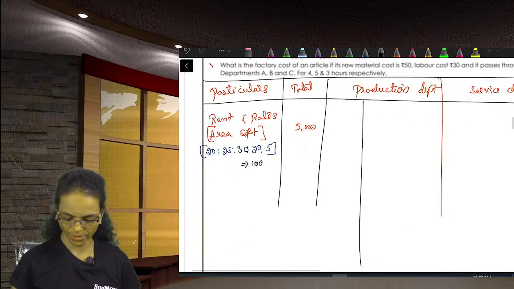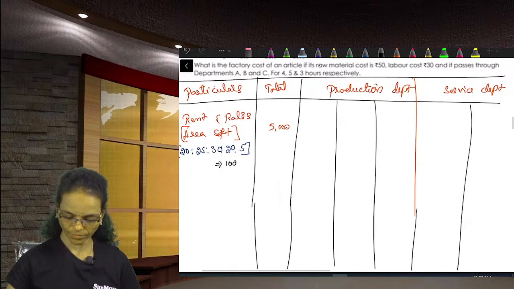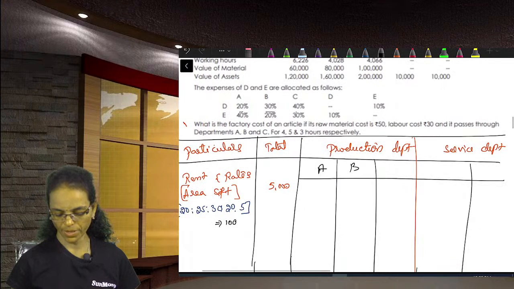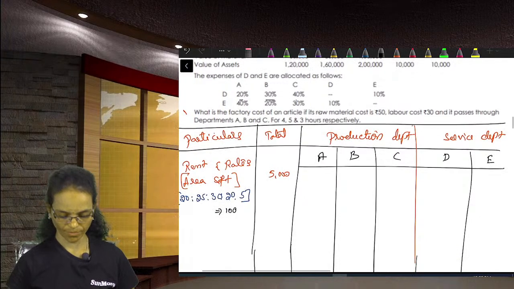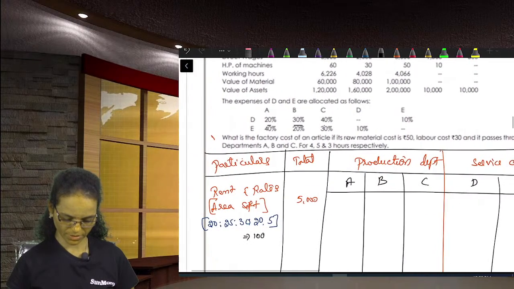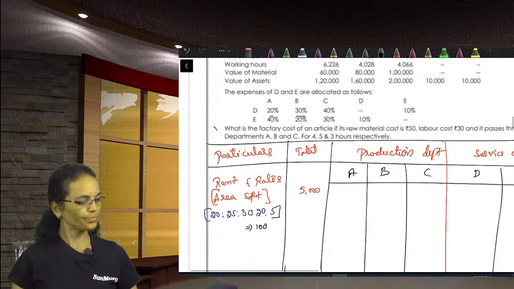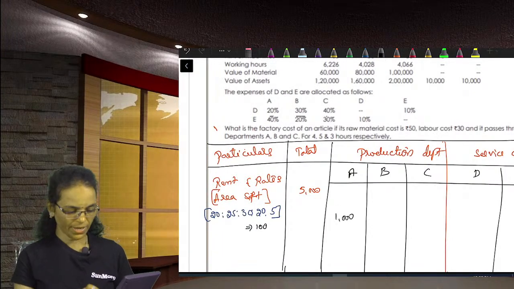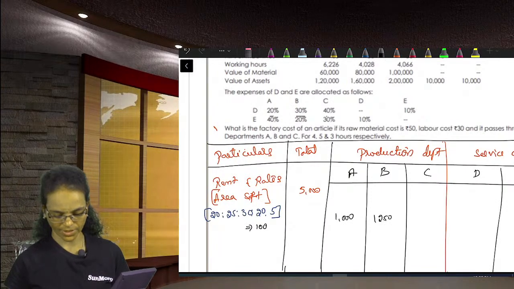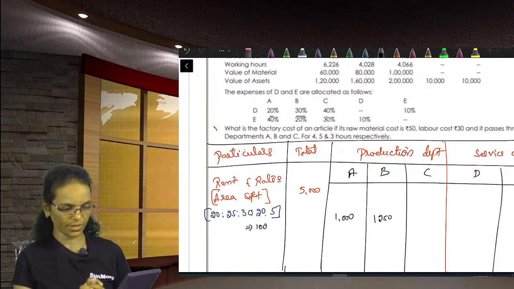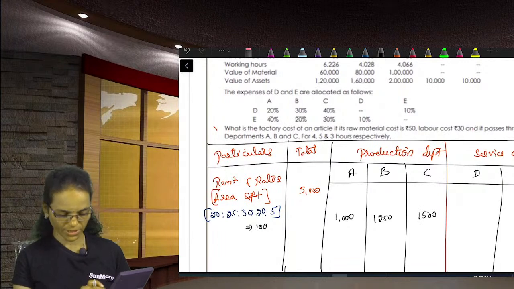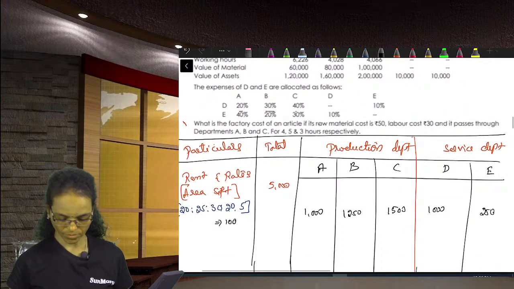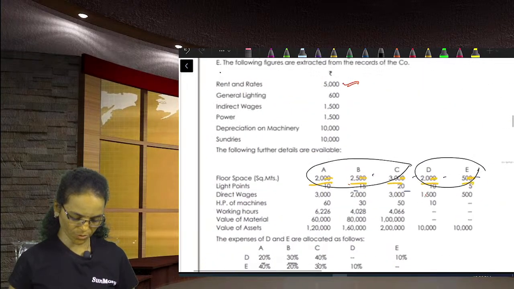We have not given department names. Production departments these 3, service departments these 2: A, B, C, D, E. 20 divided by 100 into 5,000 is 1,000. 20 divided by 25 into 5,000 gives 1,250. 30 gives 1,500. 20 gives 1,000. 5 gives 250 rupees. Rent is done.